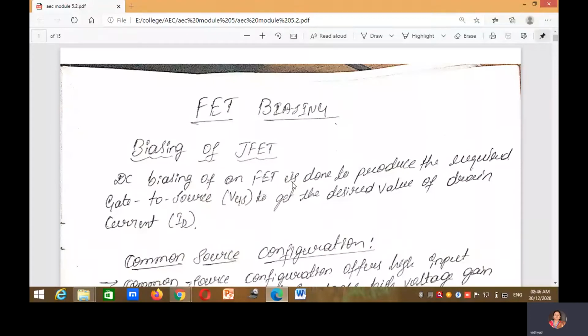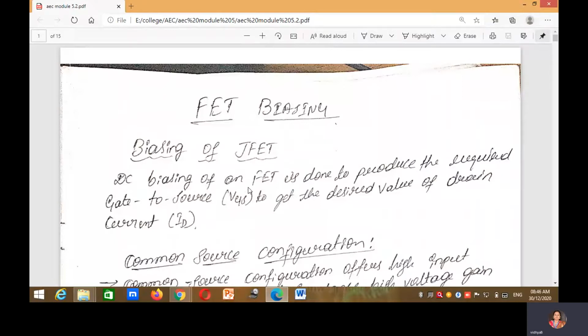Good morning, students. Today we shall discuss FET biasing. Biasing of JFET. In biasing, again, there are MOSFET biasing and JFET biasing. First, we shall go with the biasing of JFET.